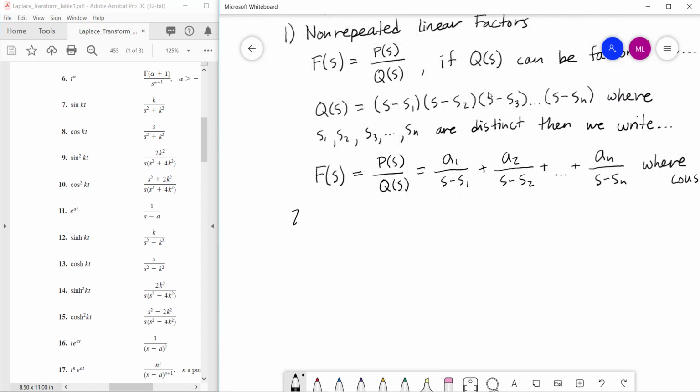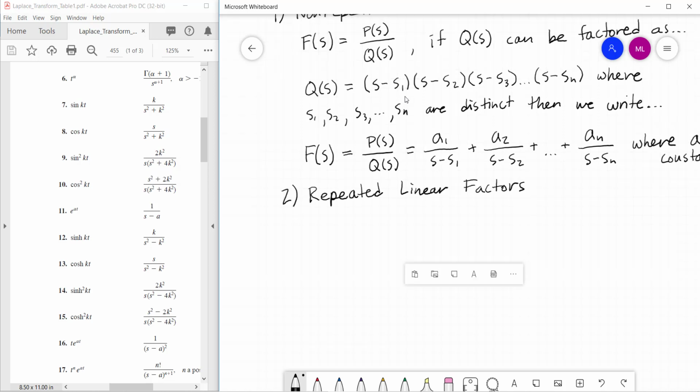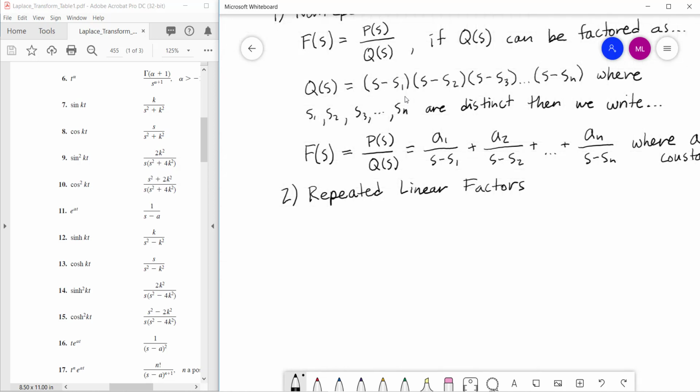Case number 2. Oftentimes, we're not going to get so lucky to have n distinct linear factors down here, and we might wind up with some repeated factors. So in this case, what happens if we have repeated linear factors? Same thing. We've got our f of s equals p of s over q of s, but what if q of s has a root with multiplicity of greater than 1?